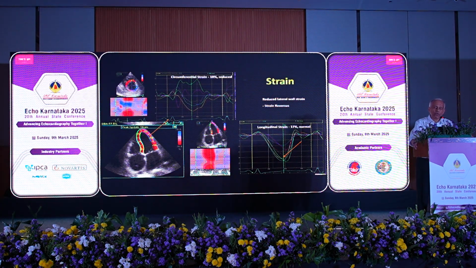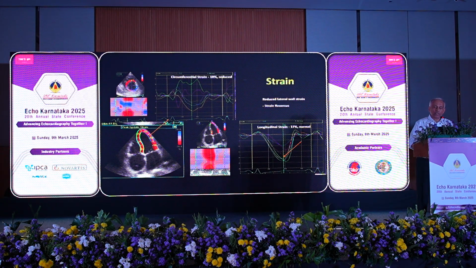Now you have the strain also. So strain to a lesser extent, it doesn't give you any incremental information, but it gives you an explanatory understanding of what's happening. So you see that the strain on the lateral side where the muscle is held back because of the pericardium. So you have lower strain over there. And this sometimes helps to see even improvement also.